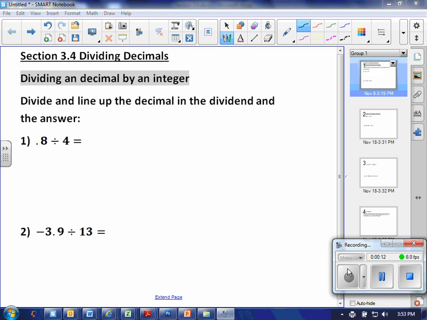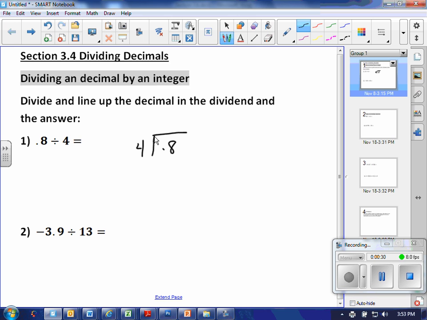Always remember the first number is the number that goes in the house. Again, I taught you, imagine if you were walking in a line. If the first person grabs the door and opens it, that person is going to be the first person in the house. So, first number is in the house. This is 0.8 divided by 4.